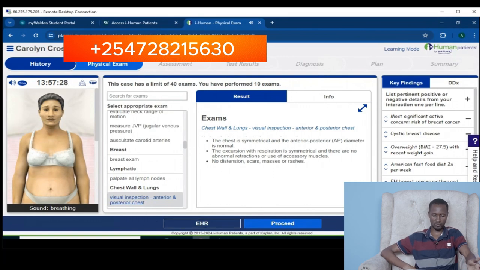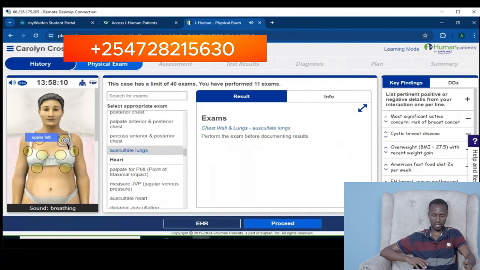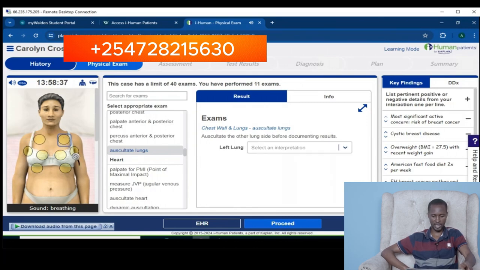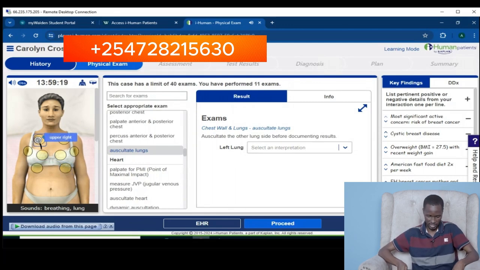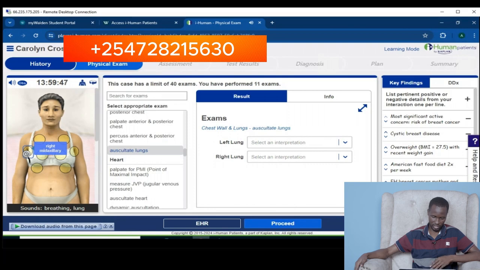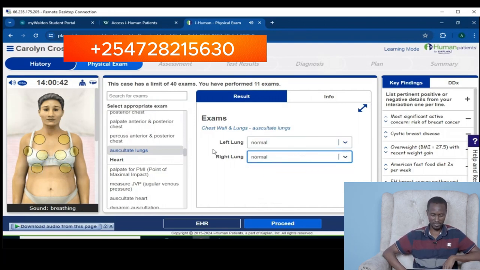Then visual inspection of the lungs and chest walls, that's also standard. You have to auscultate the lungs using the 4 points that are given, the lower left, the lower right, the upper left, and the upper right, the four parts in the body. The system gives you the exact parts that you're supposed to examine. Now, once you're done with both the left and the right lungs, you key in your interpretations from the drop down, from a set of options that are given by the case.